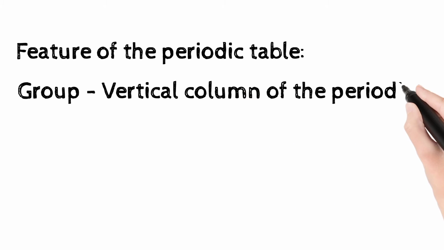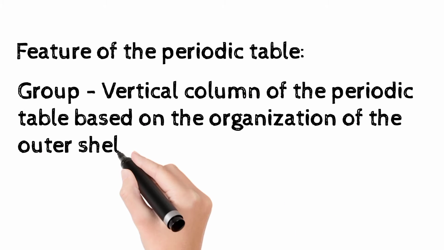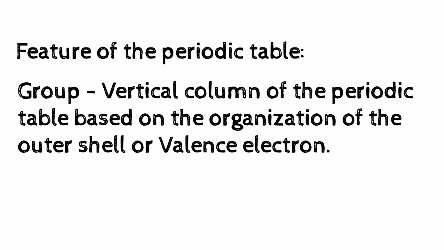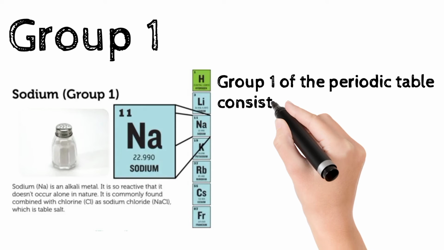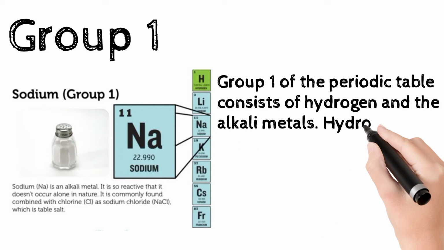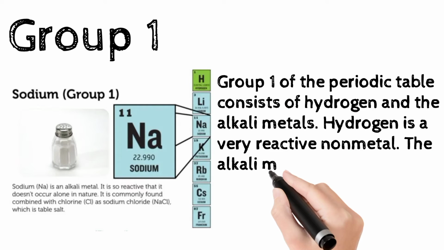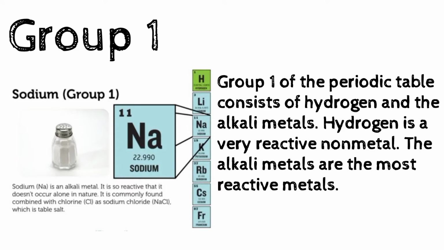Feature of the periodic table. Group: a vertical column of the periodic table based on the organization of the outer shell or valence electrons. Groups of elements in the periodic table. Group 1 of the periodic table consists of hydrogen and the alkali metals. Hydrogen is a very reactive nonmetal. The alkali metals are the most reactive metals.